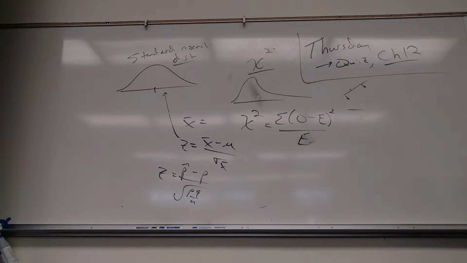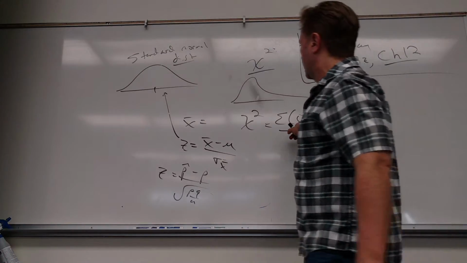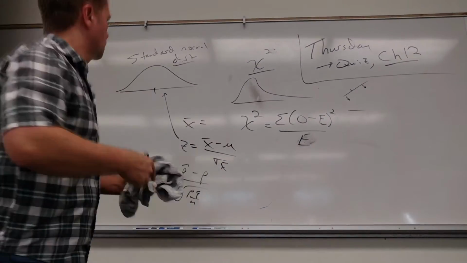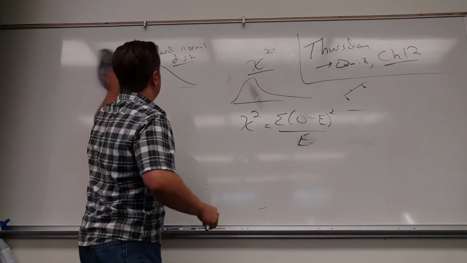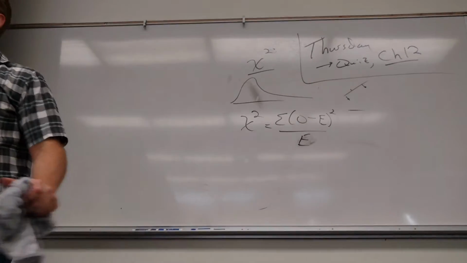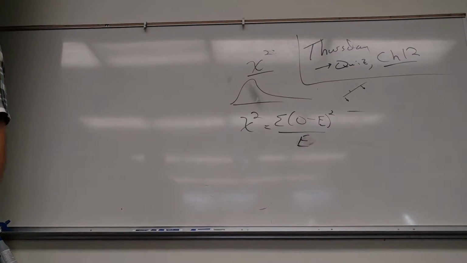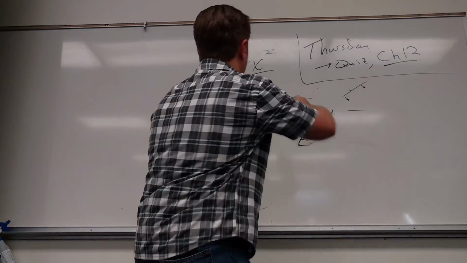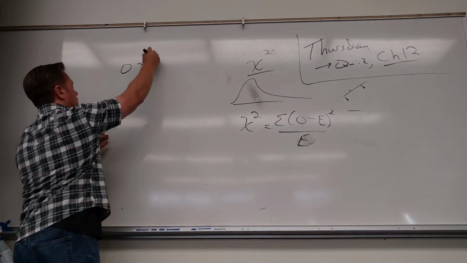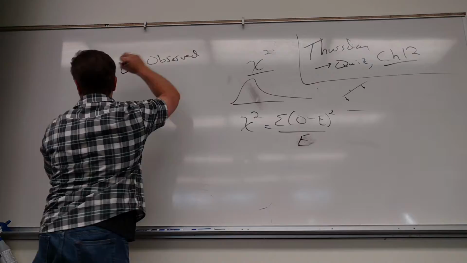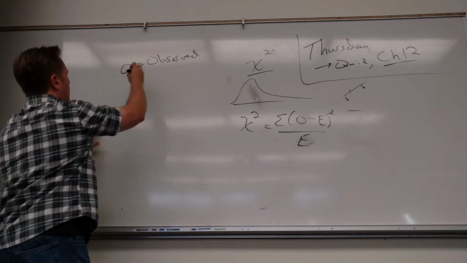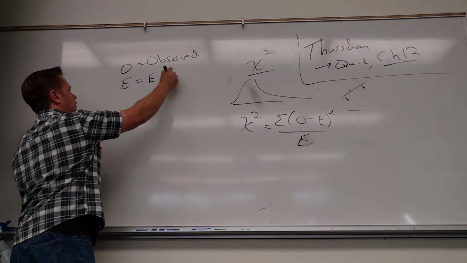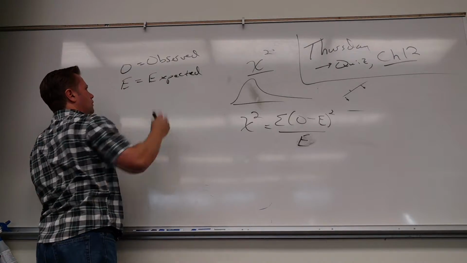All right. So here's what these things in this formula stand for. The most basic test you can use chi-square for is what's called a goodness of fit. I love the name of that. It's perfect. How well does something fit an expected distribution? So O means observed. E means expected. And that's all we got to know.